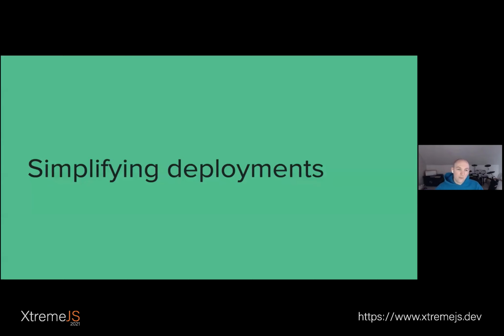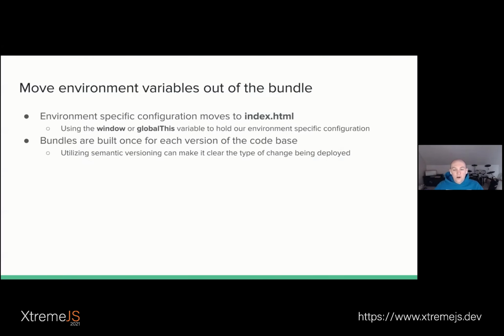So along that thought process of simplifying deployments, one of the first things that we really aimed to do was move our environment variables outside of our JavaScript bundles. Environment variables are the biggest thing that change between a testing environment and a production environment. So we wanted to make sure that those things were isolated away from our JavaScript and our business logic, much like you would do with a Docker style deployment, keeping all of our environment variables isolated from the rest of the code. The way that we achieve this with our front-end deployments is we actually use the window or the globalThis variable to hold all of our environment-specific configuration.